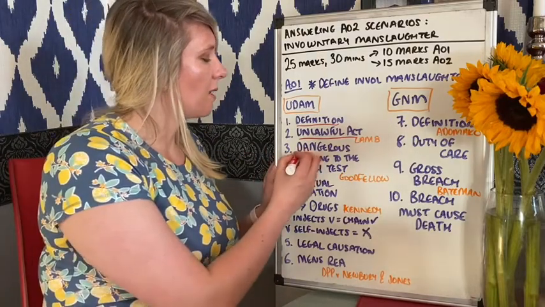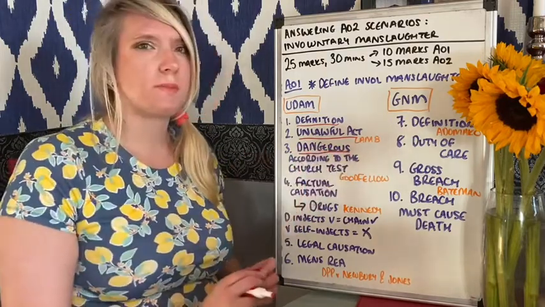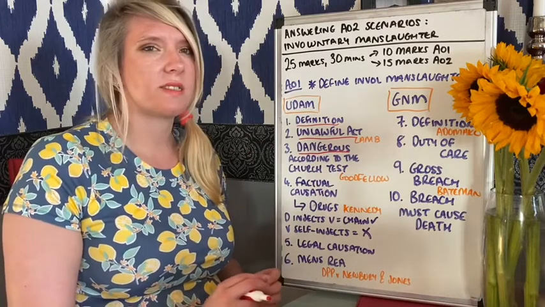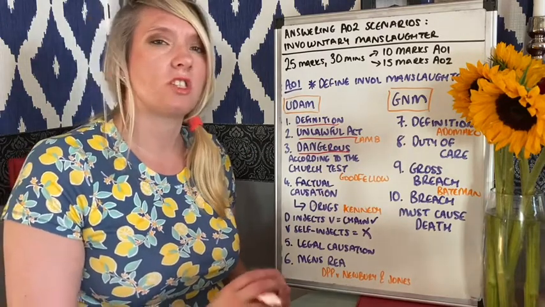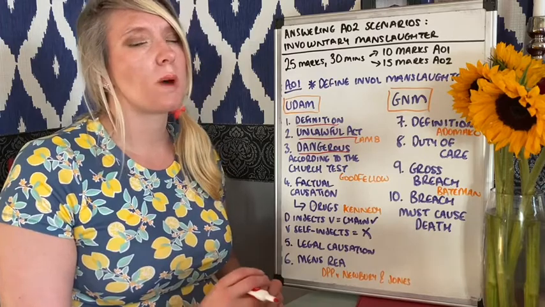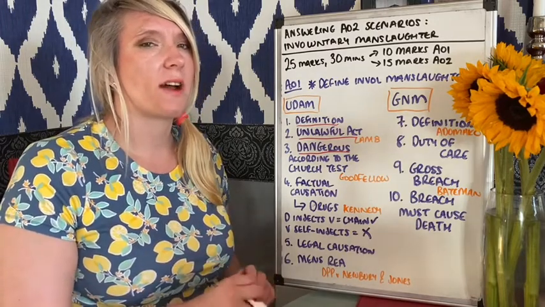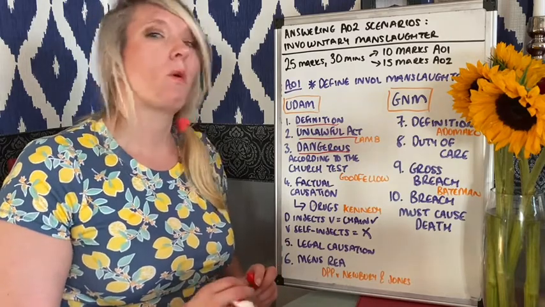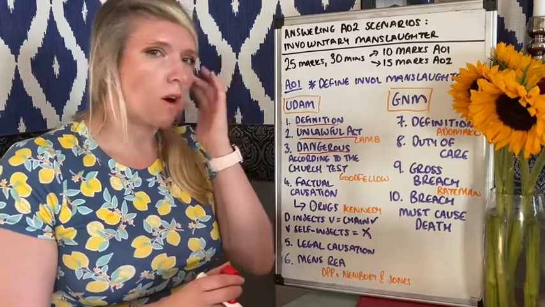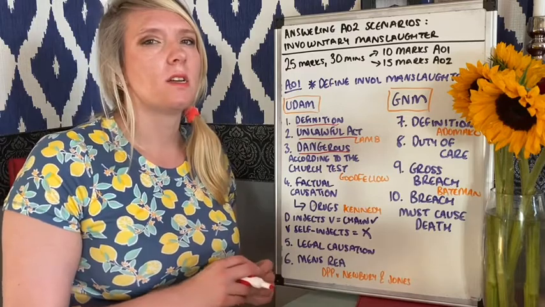The next thing is it must be dangerous. The gauge of dangerousness is that it is dangerous according to the Church test, which asks whether a sober and reasonable person would foresee harm from their actions. So remember, it's not about what the defendant would foresee, but what an ordinary reasonable person would imagine.